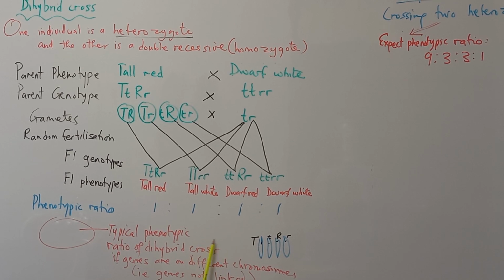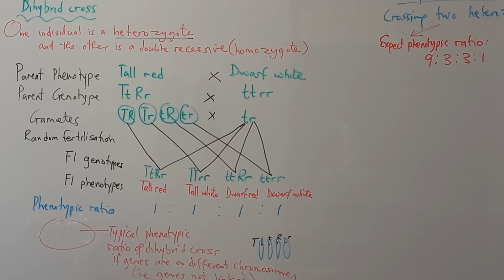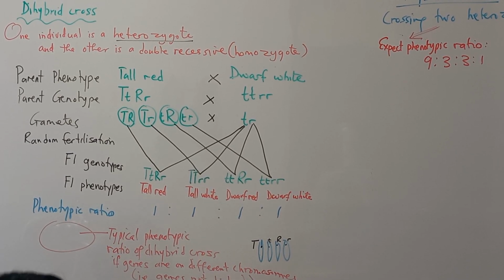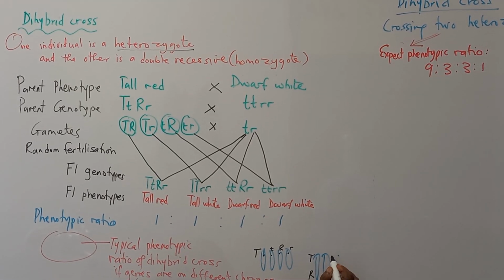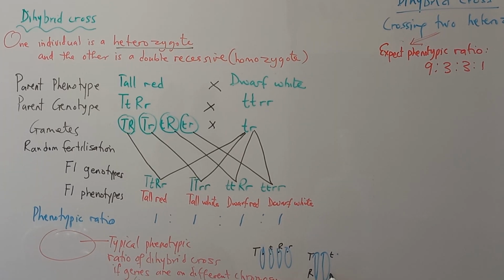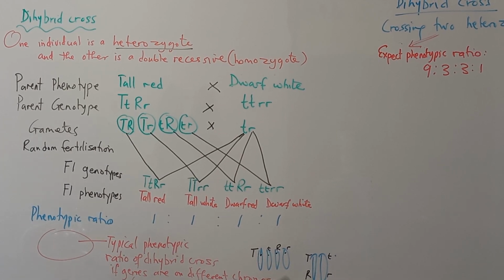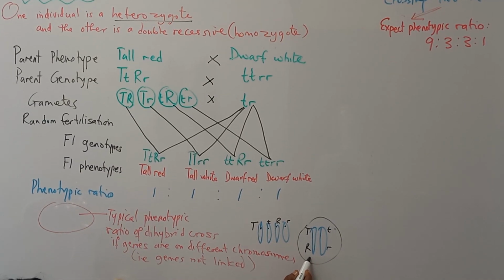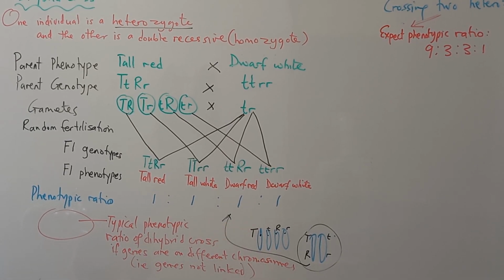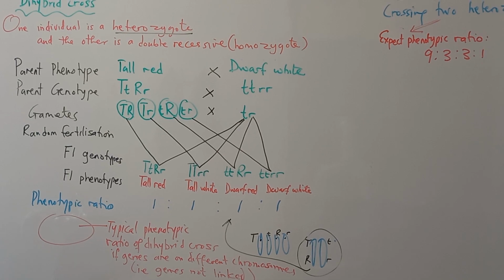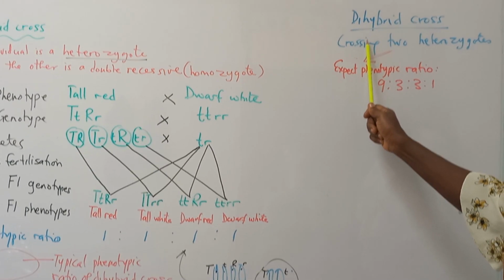This is very important to note because if the genes were linked, then we would have had tall linked with red or dwarf linked with white or any other. If the genes are linked, the phenotypic ratio of 1:1:1 will not be obtained. So take note. Now we are continuing.